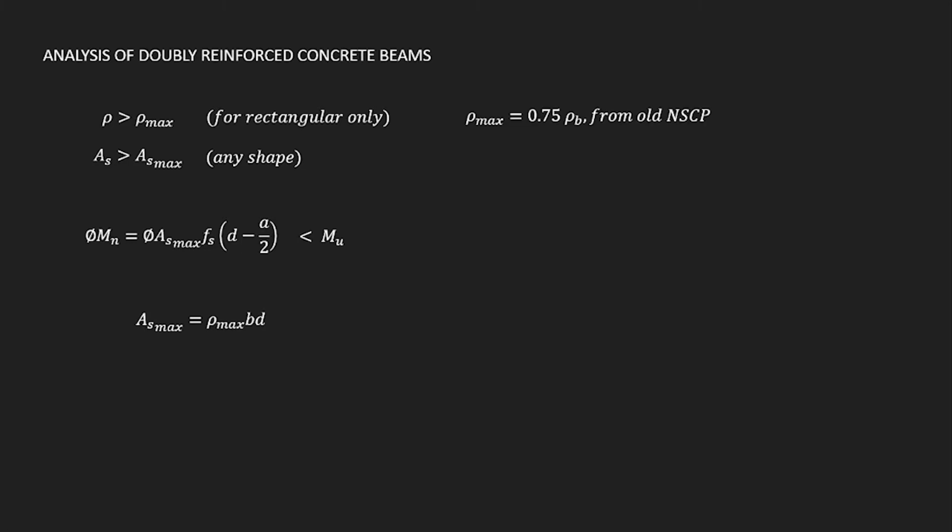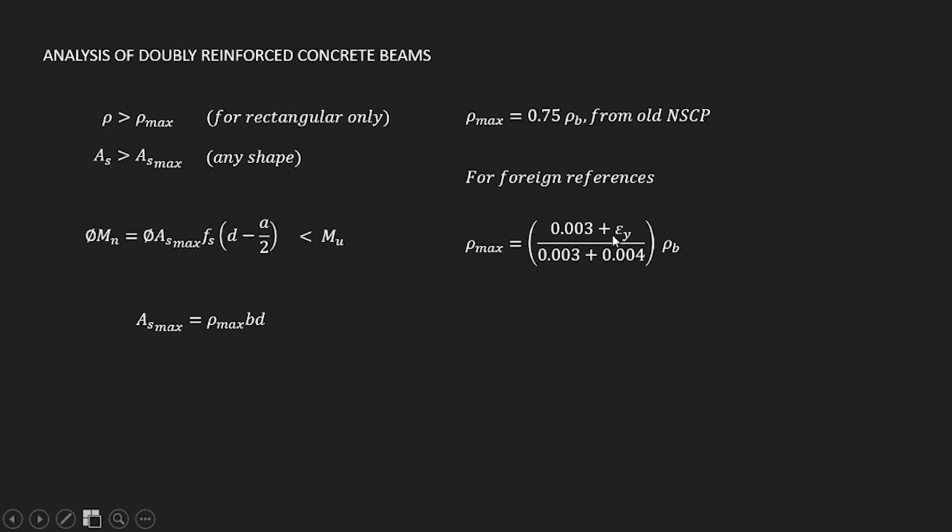So yung rho max natin, that is 0.75 rho balance. And that is from old NSCP. To be specific, that is NSCP 2001. Pero guys, for foreign references, yung ginagamit nila for rho max, that is (0.003 plus yield strain or epsilon y) all over (0.003 plus 0.004) times rho balance.